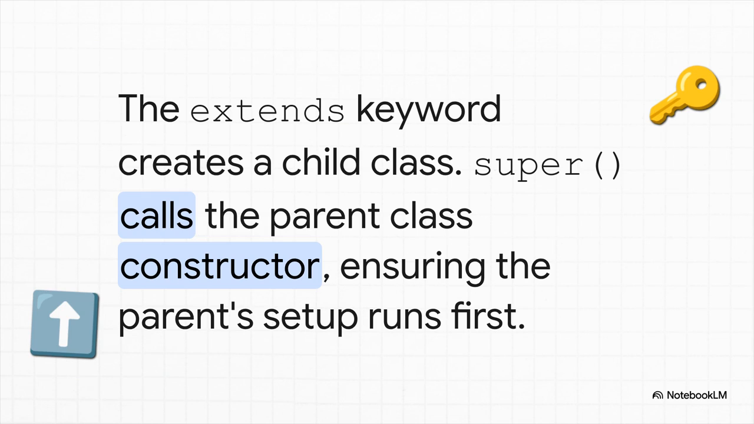And here is what it looks like in practice. We're creating a new Admin class, and notice that magic word, extends. That's what links it back to our User class. Then, inside the Admin's own constructor, you see super(name). This is so important. It's basically saying, hey, run the original User constructor first to handle the name, and then, once that's done, we'll add our own new admin-specific stuff, like permissions. We're literally building on top of the original foundation.